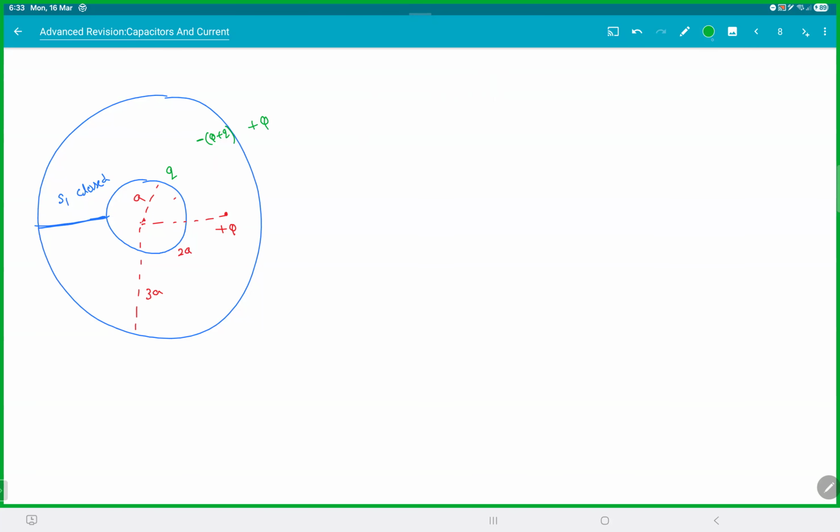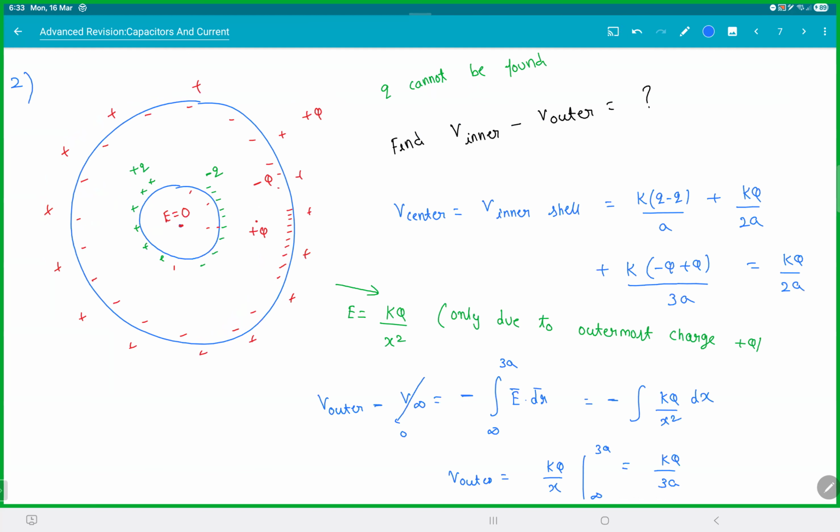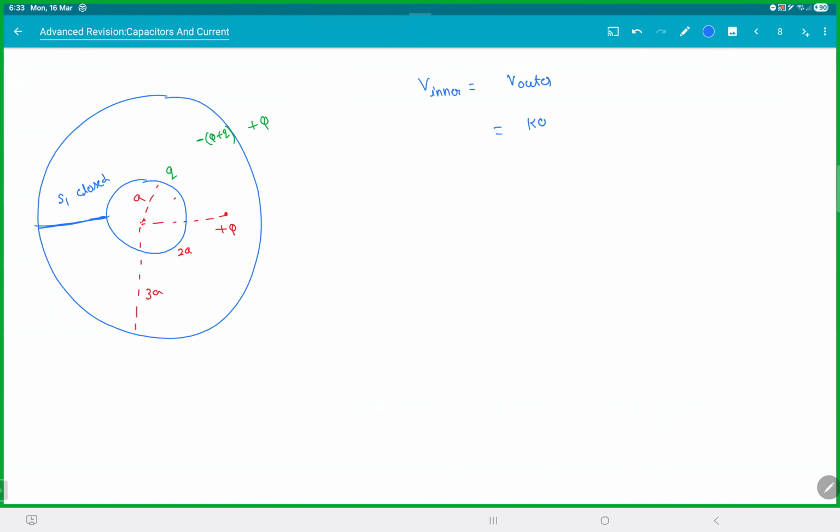So again, the same story. The inner shell potential must be equal to the outer shell potential. So from there, I'll get the value of small q. V inner is equal to V outer. And interestingly, if you observe, the outside charge still remained the same. So I can directly use this result kq by 3a for the outer shell. Nothing changed on the outside. And for the inner shell, same story. Again, we'll find at the center. So kq by small a. This charge is kq by 2a. And these two charges' combination is k small q by 3a. This guy will be 4kq by 3a, and that would be minus kq by 6a.